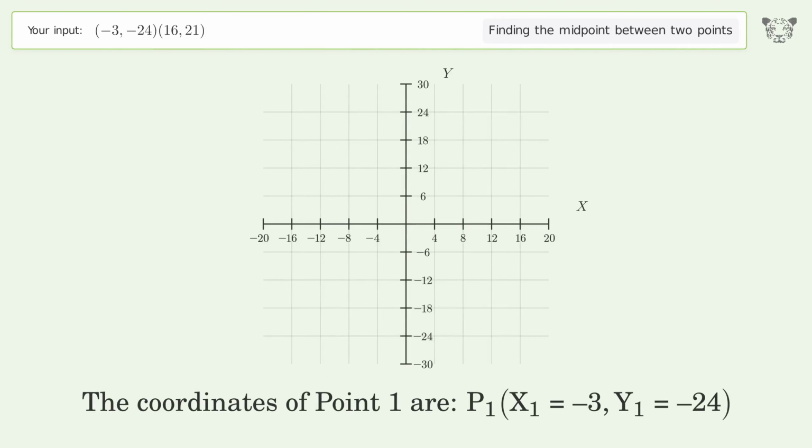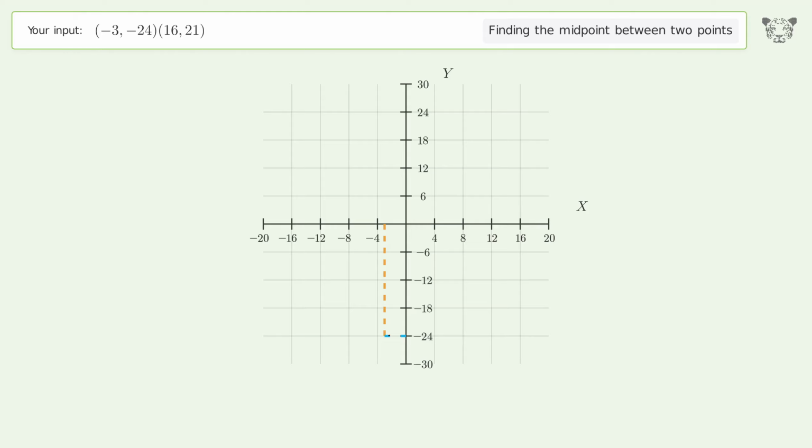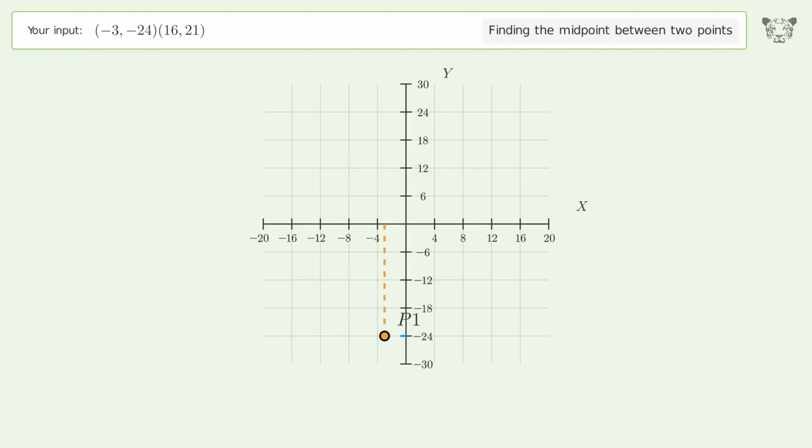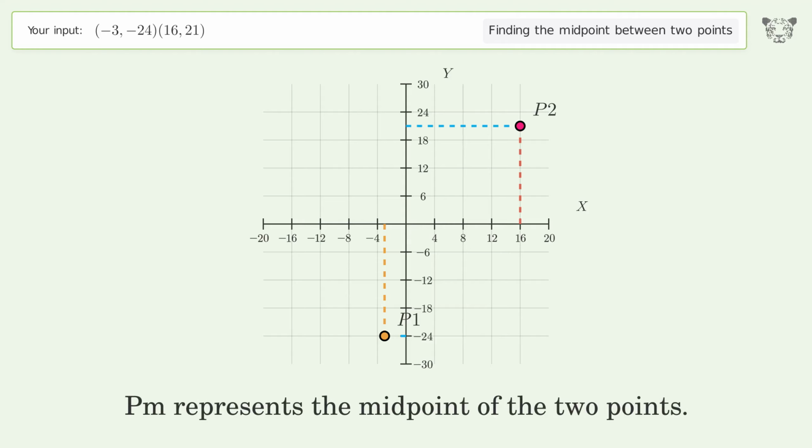The coordinates of point 1 are x1 equals negative 3, y1 equals negative 24. The coordinates of point 2 are x2 equals 16, y2 equals 21. PM represents the midpoint of the 2 points.